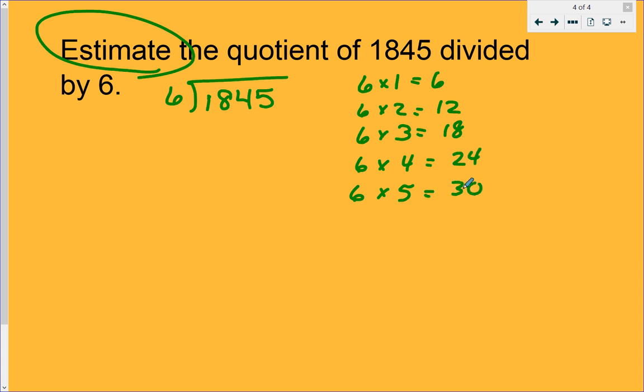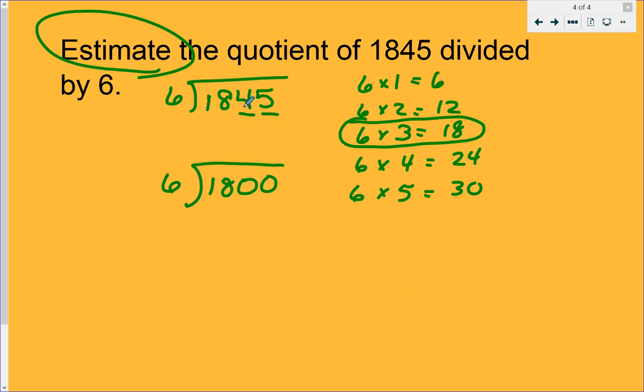Okay, so I want to take a look at the 6 and the first two numbers. So what I'm basically doing here is I'm looking at 6 and then the 18. Is there one that's close to or equal to the 18 when we look at this? If you look over here, you'll see that the 6 times 3 is 18. So I'm going to leave the 18, 18. And then any numbers that I have after it, I'm just going to make zeros.